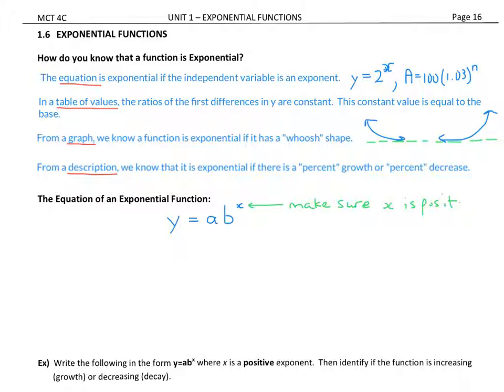Okay, make sure x is positive here. All right, now to begin with the a, the a is like the 100 up here. It's your initial amount, or it's also your y-intercept. So on the graph, it's the y-intercept, but in a word problem, it's the starting value, the initial amount that you are starting with. Okay, the initial value there.